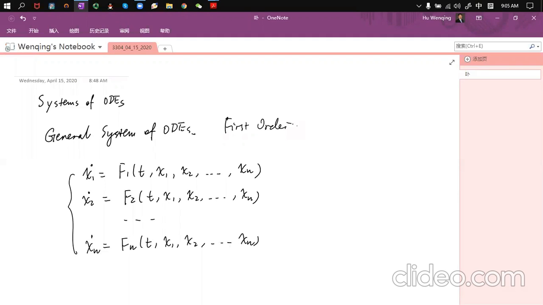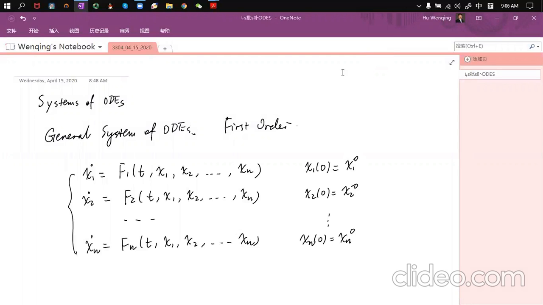Why are we interested in considering only first order ODEs? Well, we consider first order ODEs because the initial conditions are x1 of 0, x2 of 0, and xn of 0. So this is a system of first order ODEs.